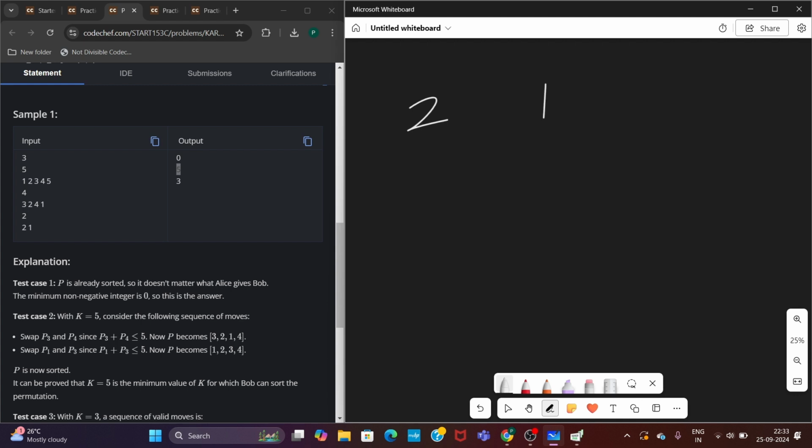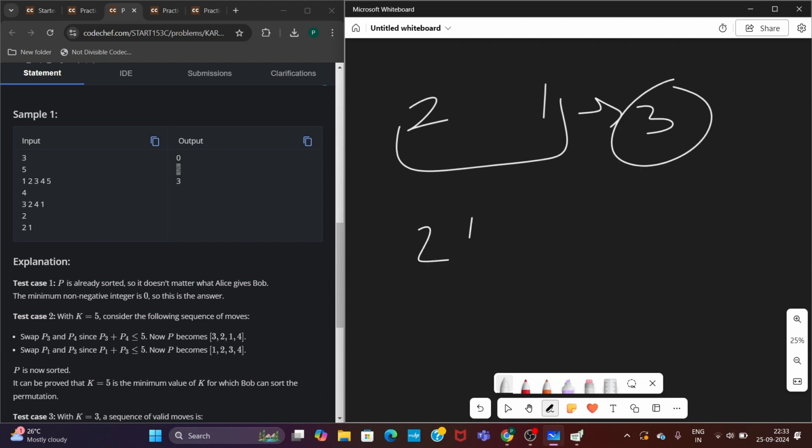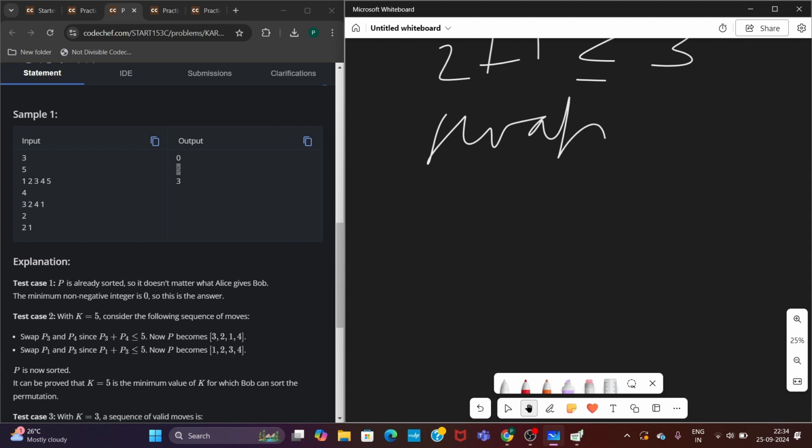Same for the second example, 2 1. Let's choose the number 2 plus 1, which is 3 over here. So 2 plus 1 is less than or equal to 3 in this case, so we will swap. After swapping, our answer is 1 2, and the array is sorted. So we will output our answer as 3, because we have chosen the number 3 here.